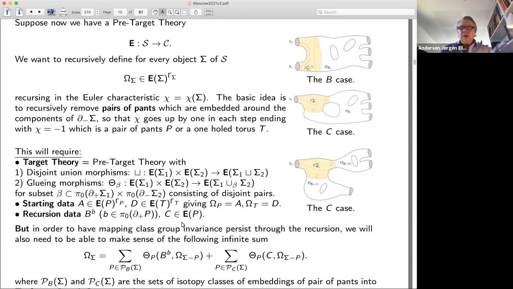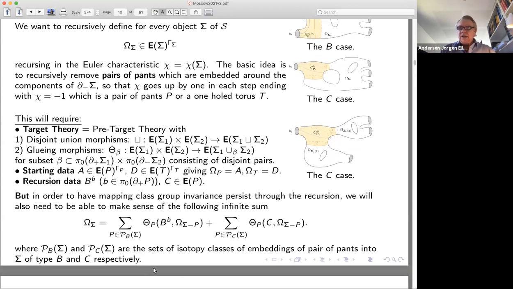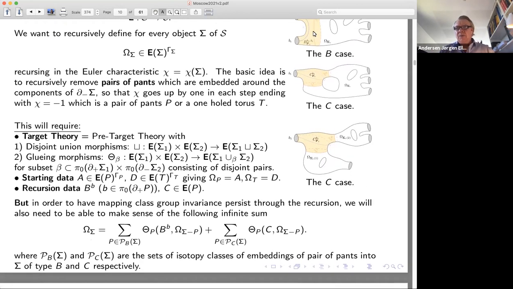And now what I do is I simply sum over all pairs of pants. And of course, pairs of pants come in different types. So there's what we call the B type and the C type. The B type has two boundary components in common with the surface and one interior. And the C type has only one boundary in common with the big surface I'm embedding it into, and then two interior. And of course, there are also two further cases for C. The complement can be connected or it can be disconnected.